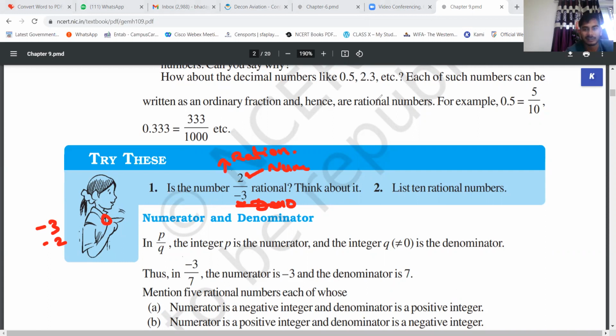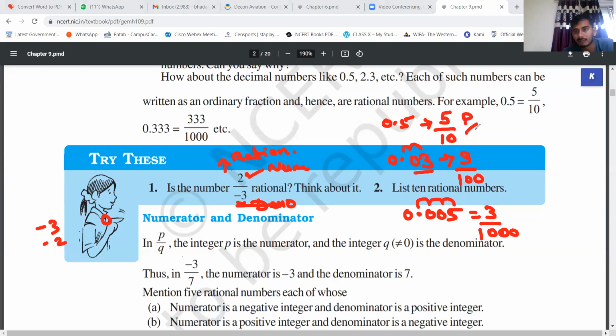Now, if a question came like this, 0.5, is it a rational number? Or 0.03, is it a rational number? We have studied in the decimals part, 0.5 can be written as 5 by 10. 0.03: how many digits are there after the point? 1, 2. So we can write it as 3 by 100. If it is given as 0.005, how many digits are there after the point? 1, 2, 3. That means 5 by 1000. Whatever the number of digits after the point, we add that many zeros.